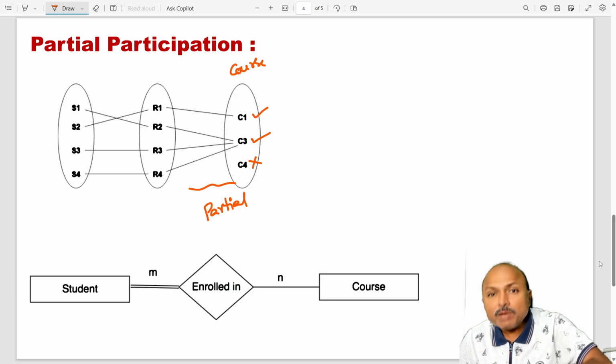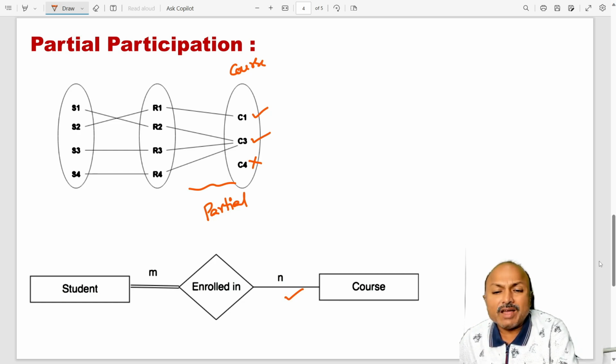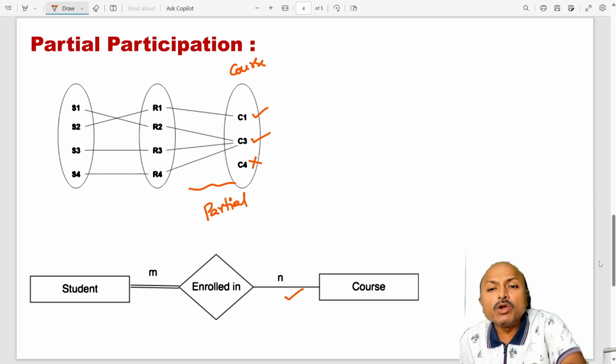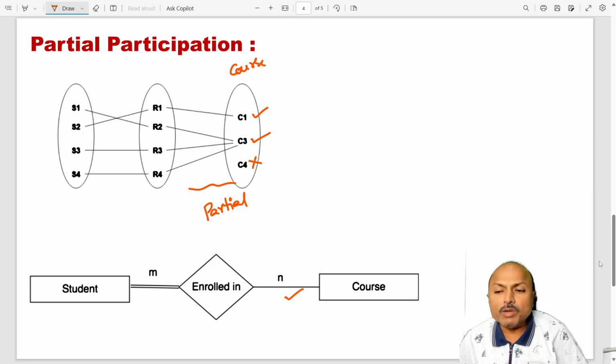This partial participation is represented with a single line. So some of the courses are not enrolled in by the students. That is partial participation, whereas all the students are enrolled into courses. That is nothing but total participation.